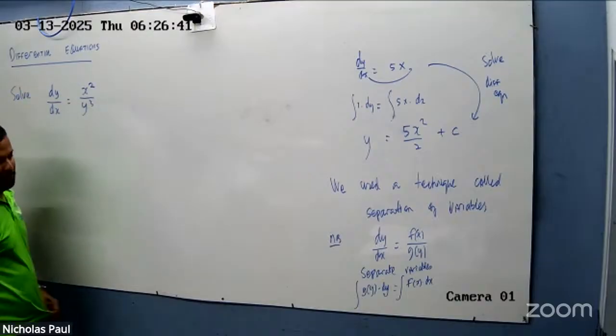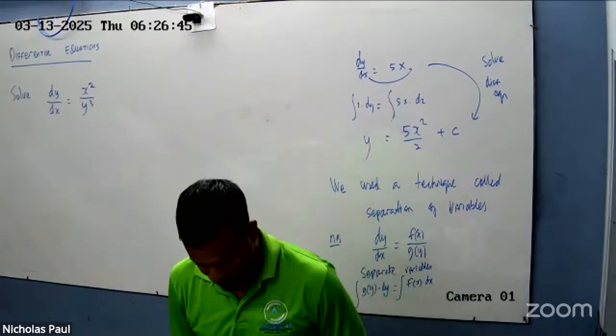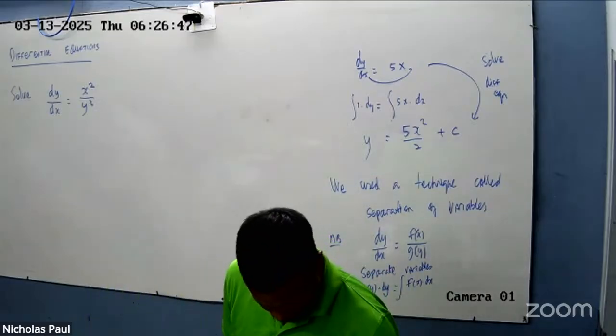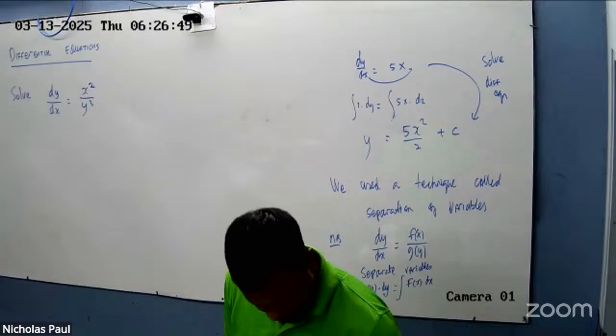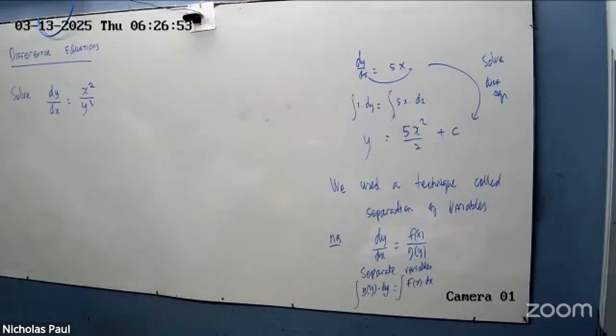All right, let's get ready to solve that. Let's see if we can solve this first order here. What does dy mean again? Gradient function, right? Not gradient function.